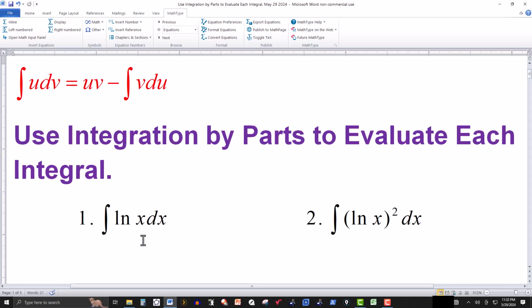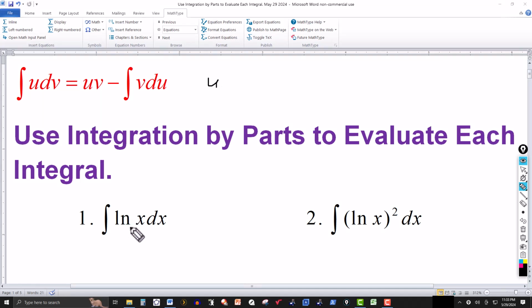So we're going to look at the first one here. For this particular formula, you have to identify the function u in the integral here. And that's what you're going to differentiate. Define du. And then you're going to want to find or identify a function dv. And that's what you're going to integrate so you can get this product u times v. So we're going to find the u.